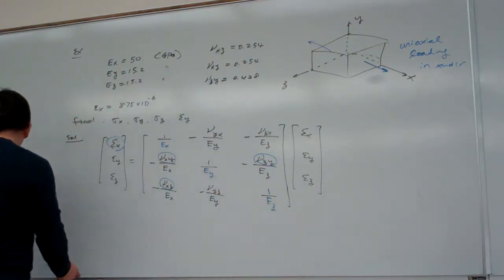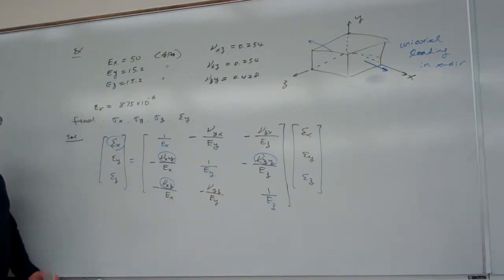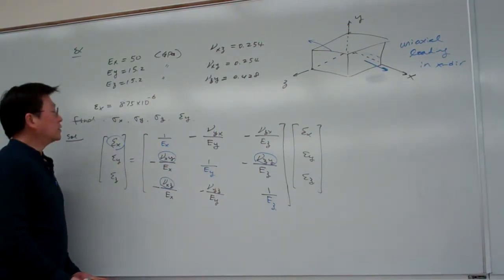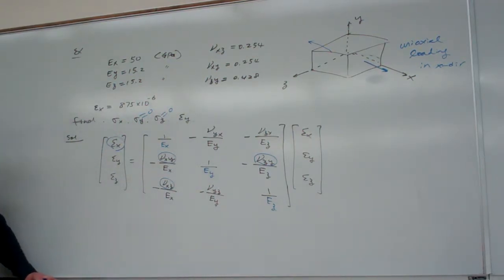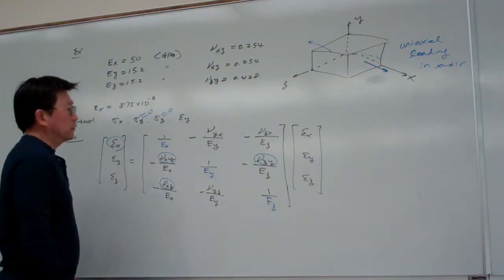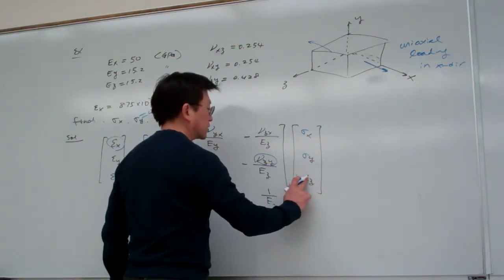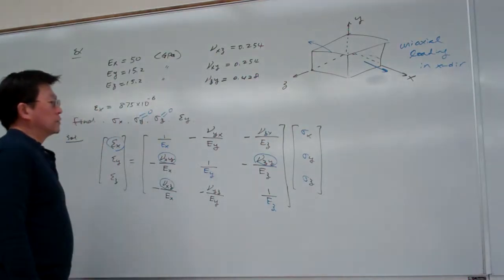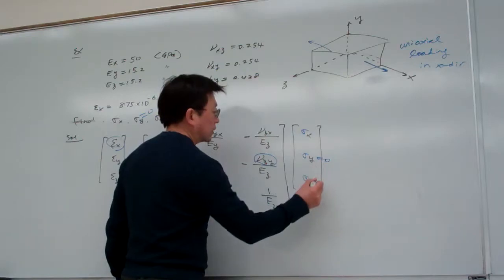Because this is uniaxial loading, and in the y and z directions there is no loading, that means the stress equals 0 right away. A typo here: sigma x, sigma y, and sigma z. So right now we know this one equals 0, and this one equals 0.